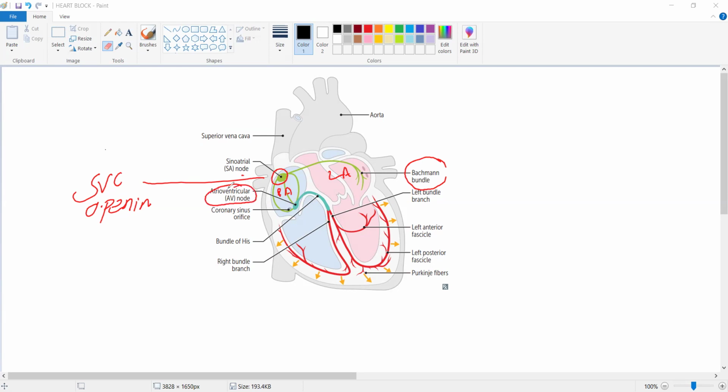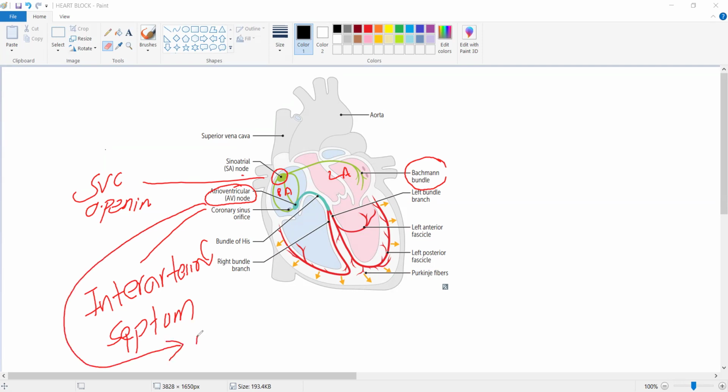So the AV node is located at the interatrial septum. This is the high yield point: interatrial septum, near the coronary sinus opening. So what is the blood supply of this AV node? Right coronary artery.